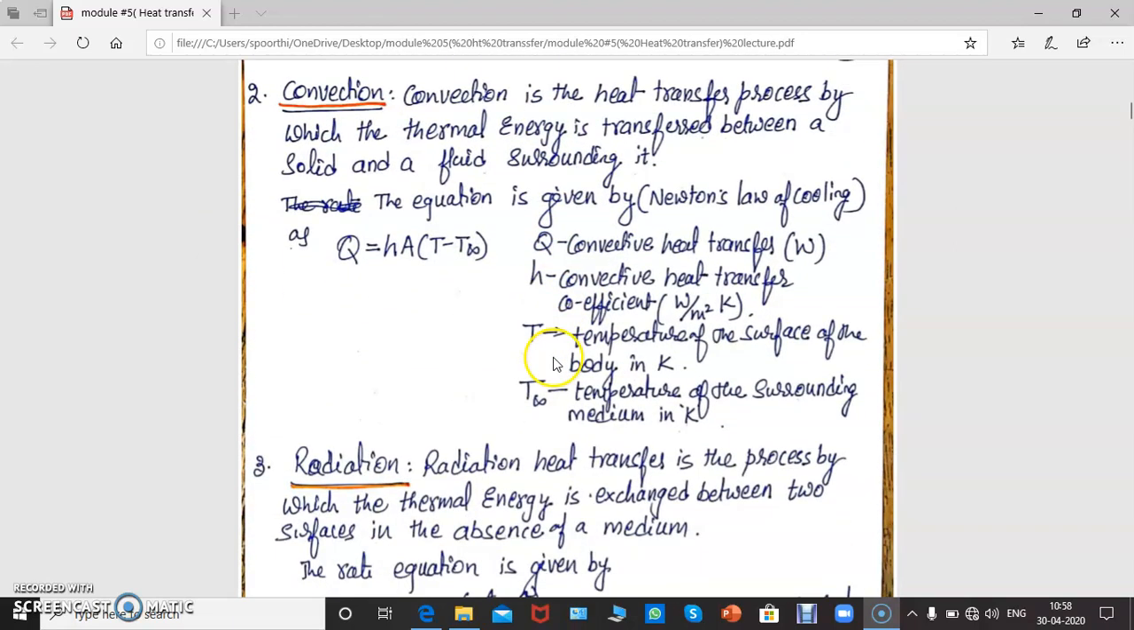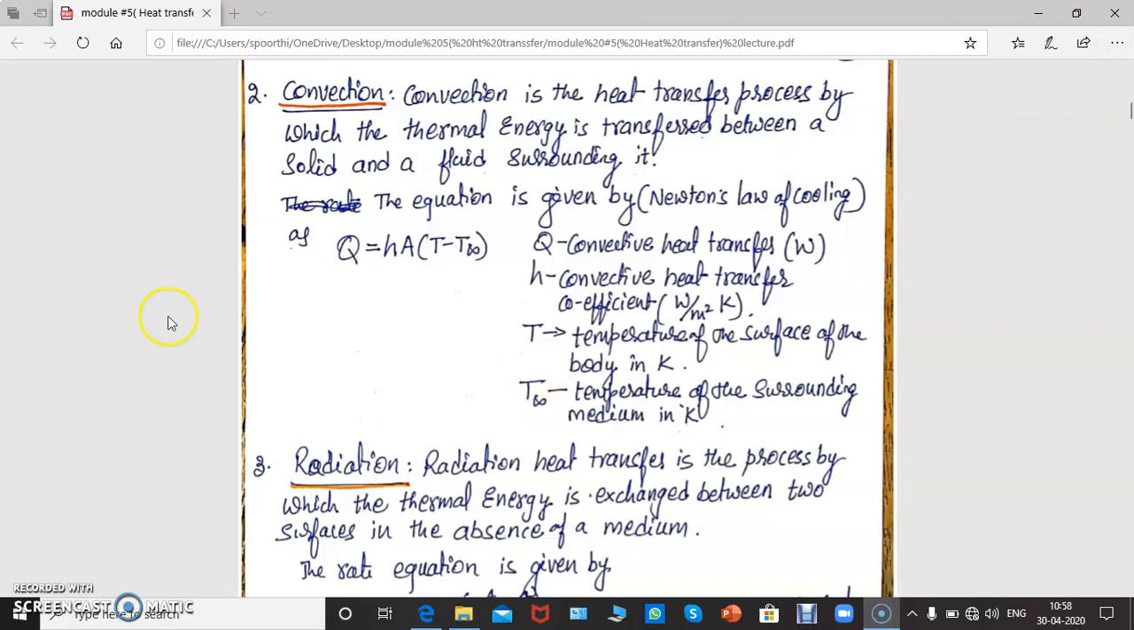Now, what is convection? Convection is the heat transfer process by which the thermal energy is transferred between a solid and a fluid surrounding it. An example is how the heat is flowing in water and the water boils. So, it is due to the movement of the mass. Like liquid also, gas or medium also. There are many examples.